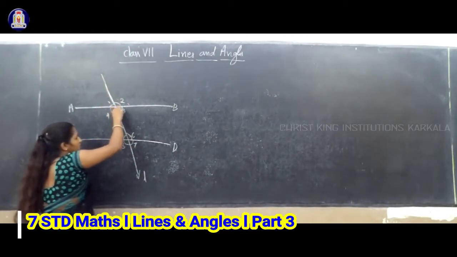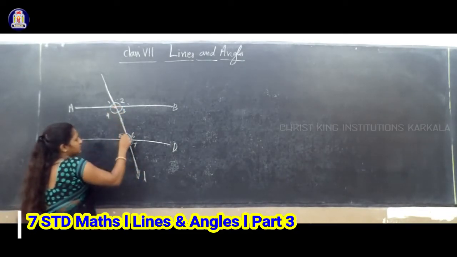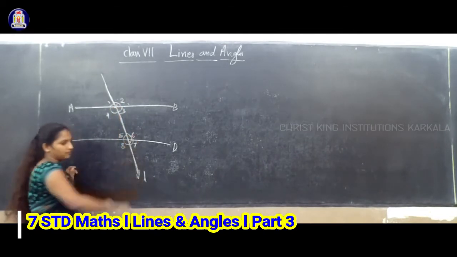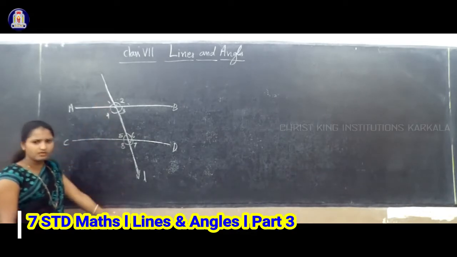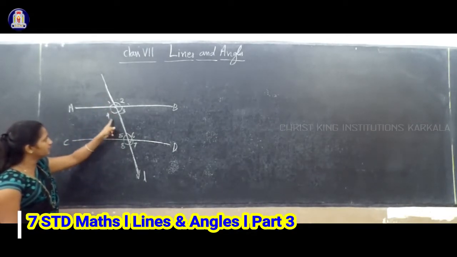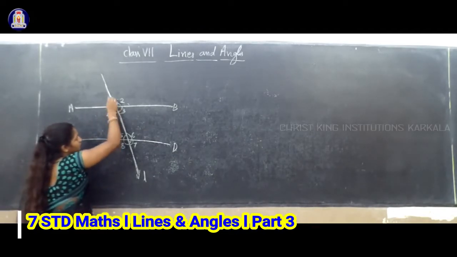This is a cross slant line, right? So it will intersect at one point. This point is E. This point is F. So AB and CD are parallel lines, and L is a transversal. If L is a transversal, it will make some angles, correct? So we will get some angles here if you draw a transversal.